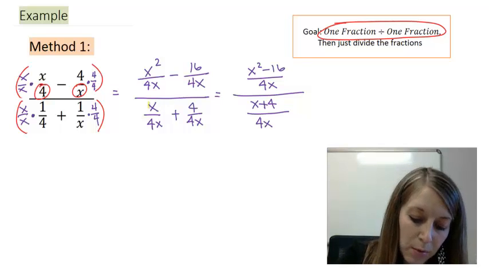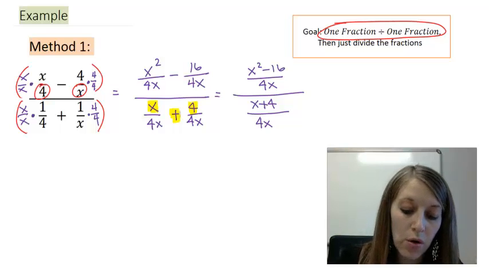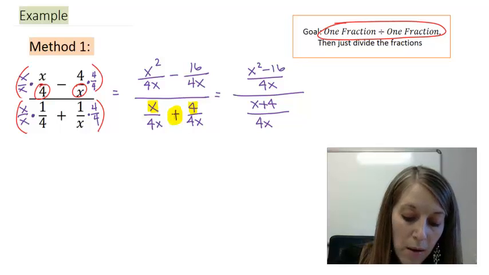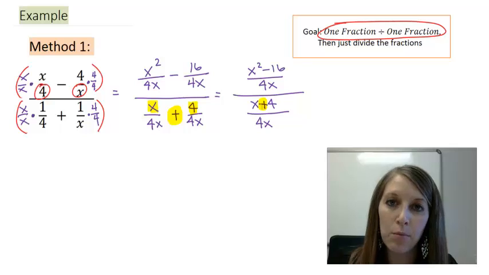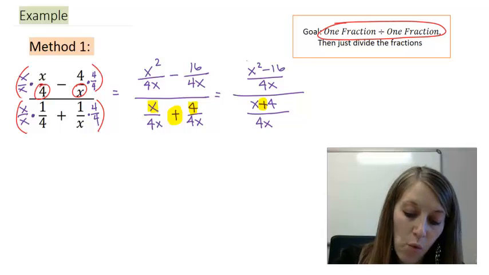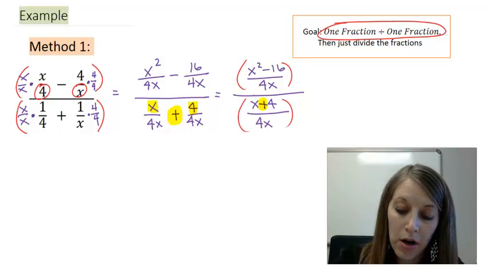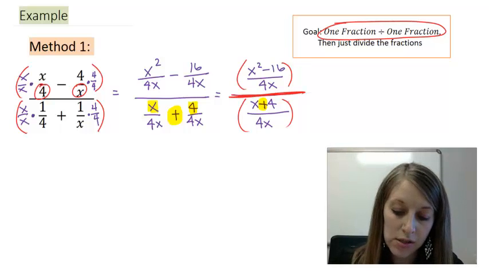Sometimes I see people write this as x plus 4 as just 4x and it cancels out. That's not true. Notice this is an addition problem, so you must write it as an addition problem and not a multiplication problem. At this point, we've reached our goal. I have one fraction in the numerator and one fraction in the denominator. So I just have to divide these fractions.